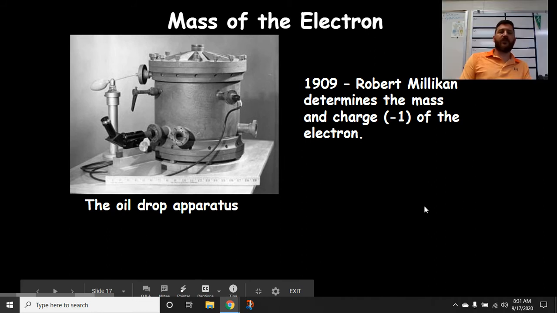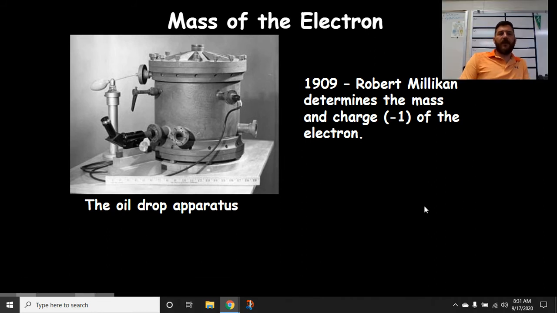Millikan determined that the charge of an electron was -1. He used an oil drop apparatus in 1909.